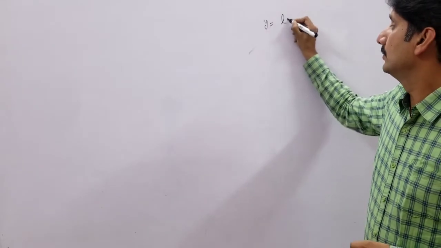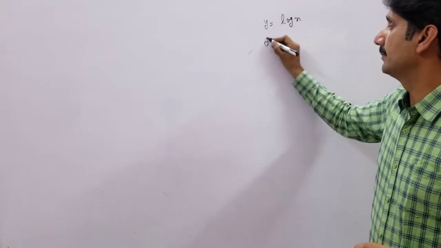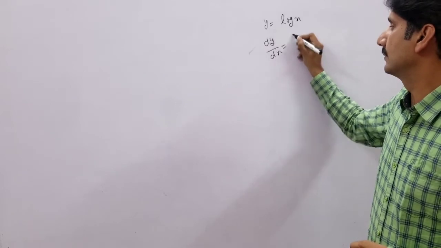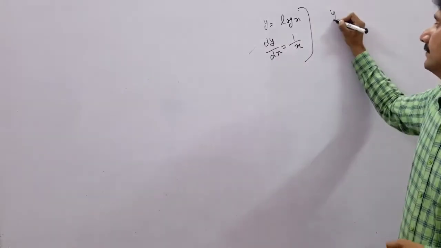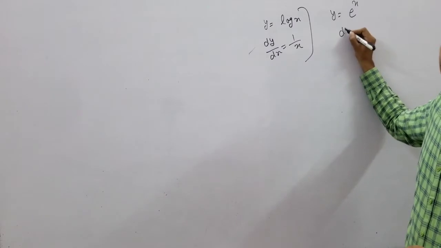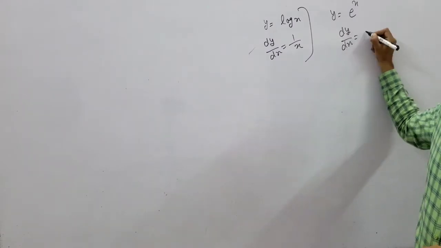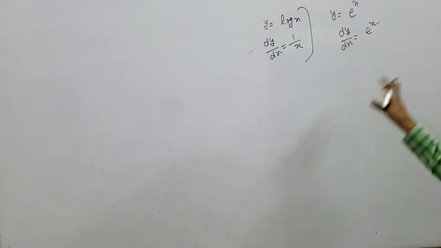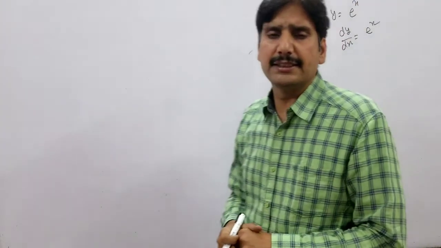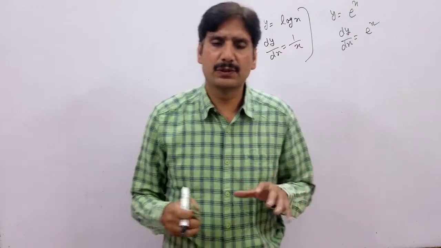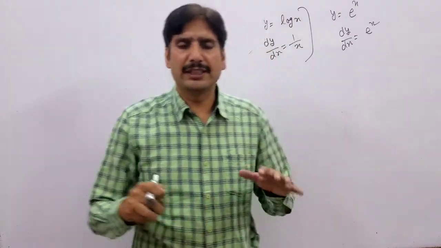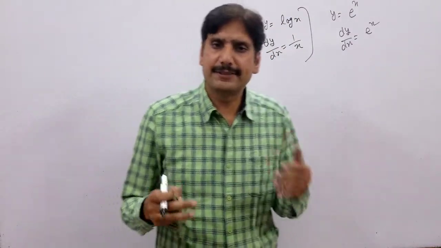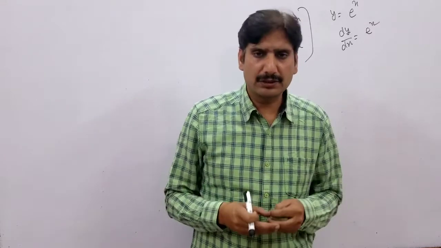If y is equal to log of x, dy by dx is equal to 1 over x, and if y is equal to e raised to power x, no change, dy by dx will still be e raised to power x. So these are basic formulas. Just by noting down these formulas, you won't be able to do any differentiation, but this is the first step.